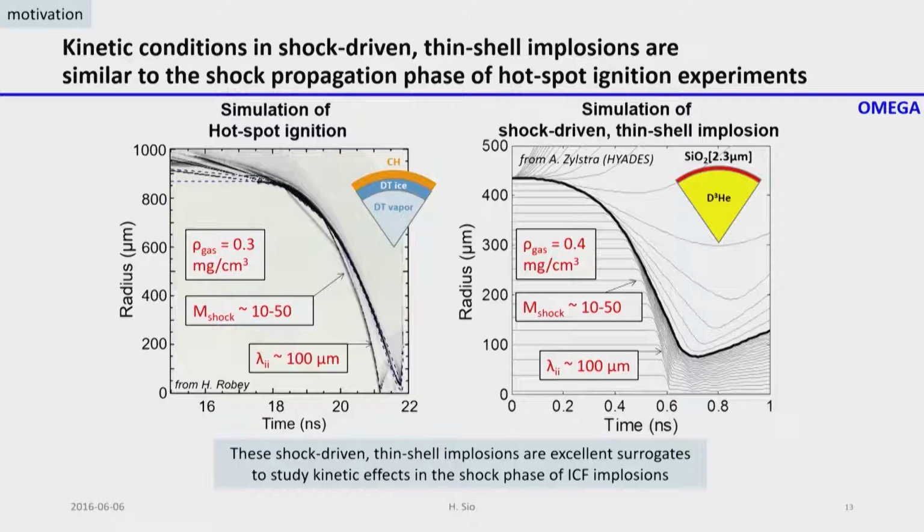It turns out that if you hit it very hard with a strong laser pulse, you actually get very similar shock and lambda_ii conditions in these purely shock-driven thin shell implosions. And in this sense, these thin shell implosions that we study on OMEGA are excellent surrogates for understanding the shock phase and kinetic effects in much more complicated ICF implosions on the NIF.